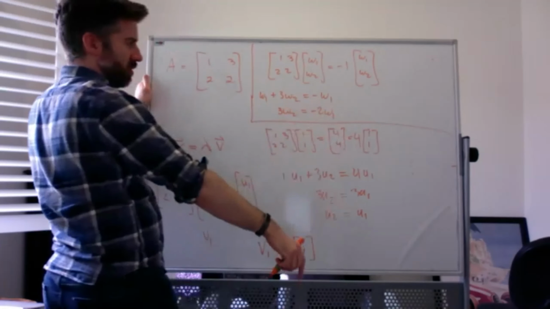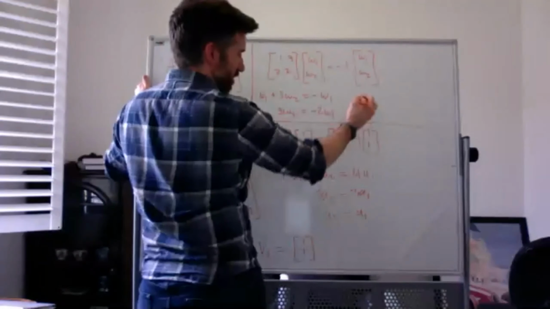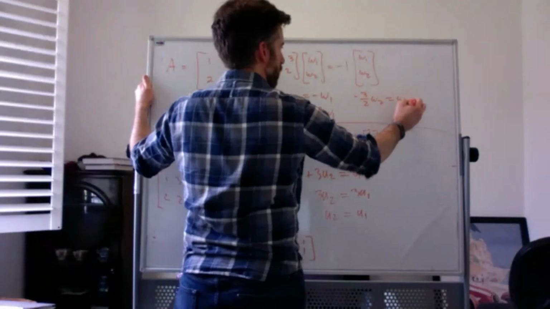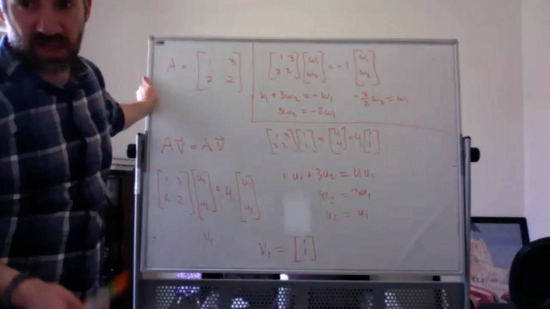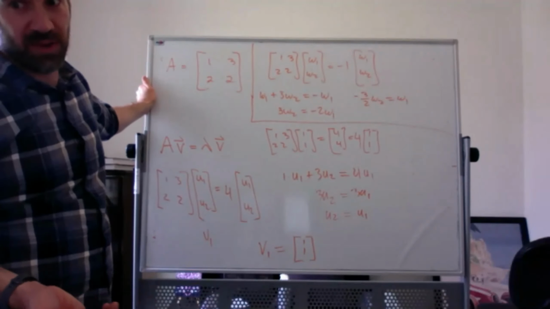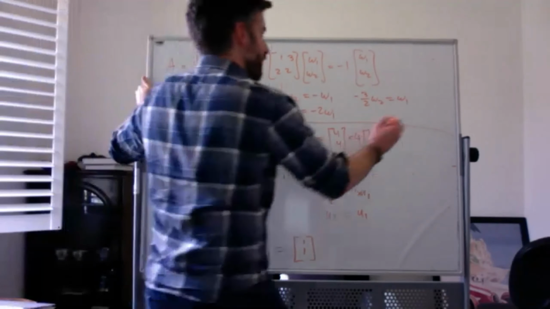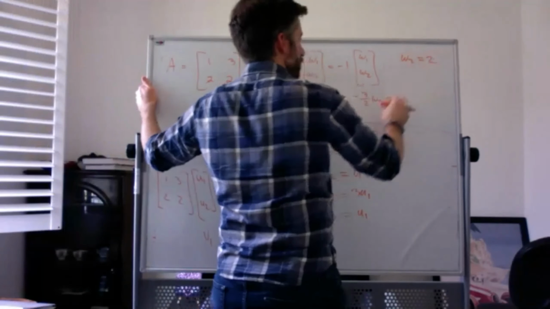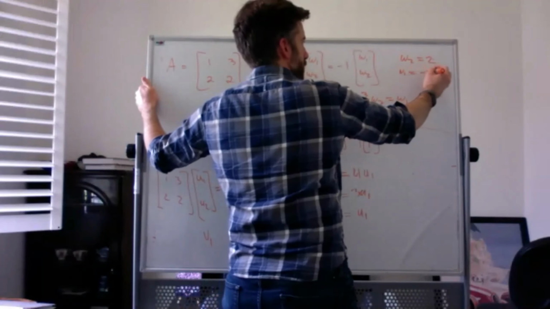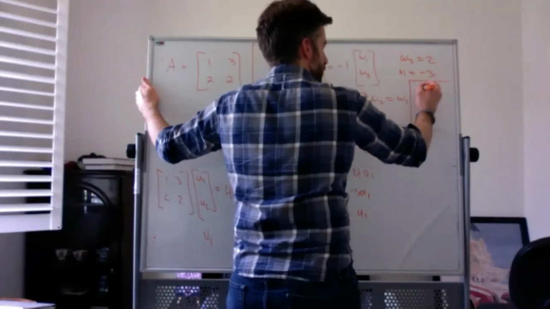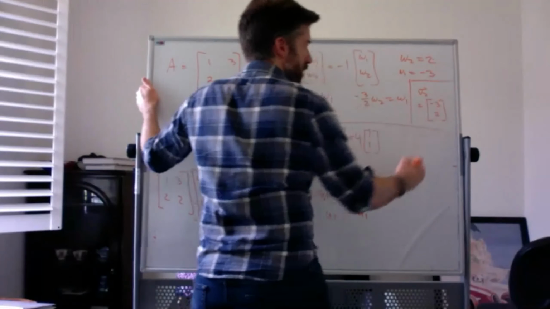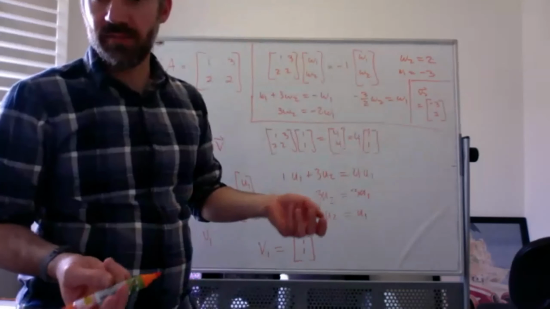3W2 equals negative 2W1. So you can say negative 3 halves W2 equals W1. Then pick W2 to be something convenient. I'm not going to pick 1 because I don't want W1 to be negative 3 halves. I'm going to pick W2 equal to 2, because then W1 is negative 3 halves times 2, which is negative 3. So here the eigenvector is negative 3, 2, or any multiple of that.